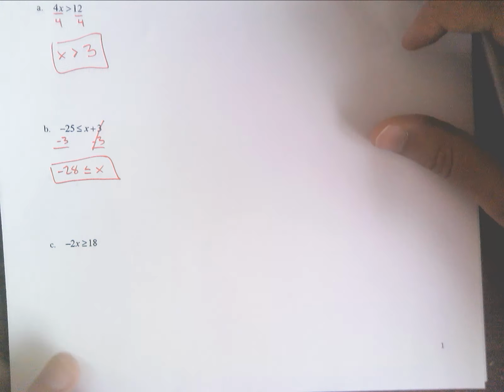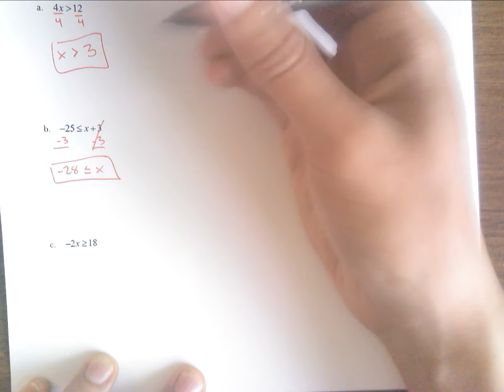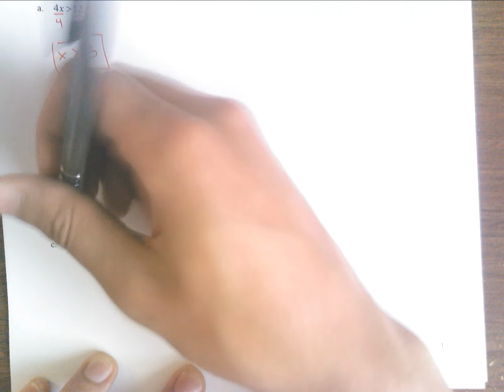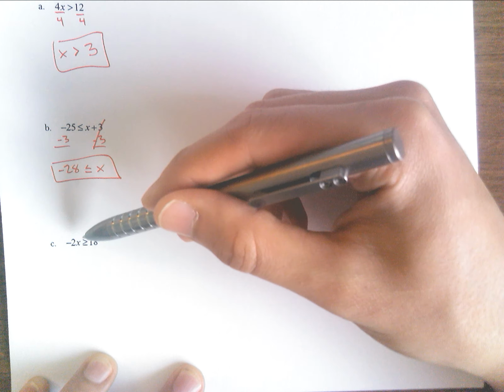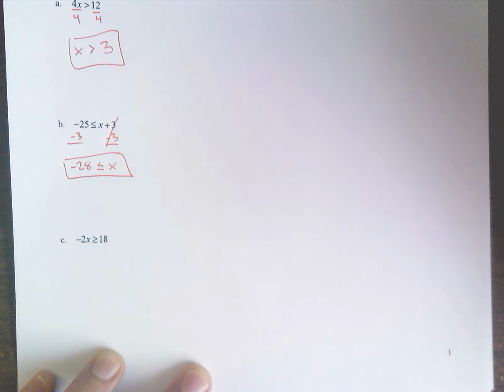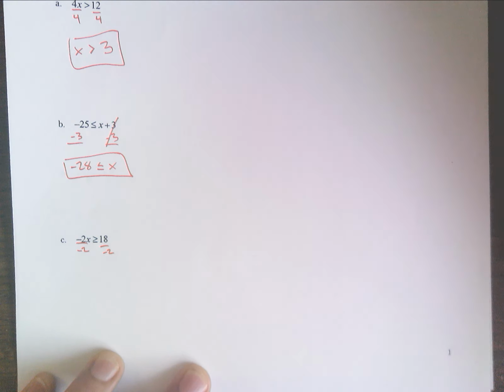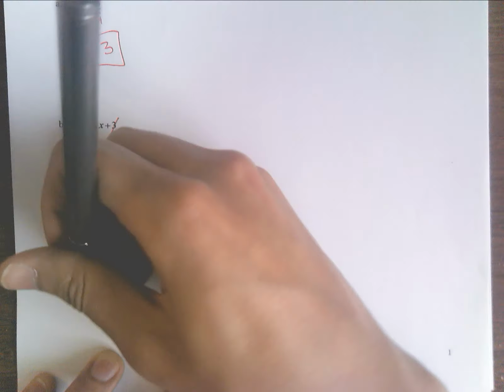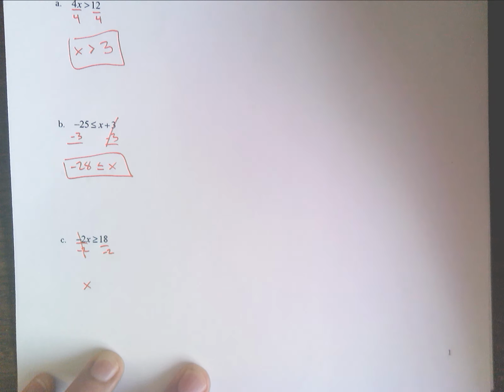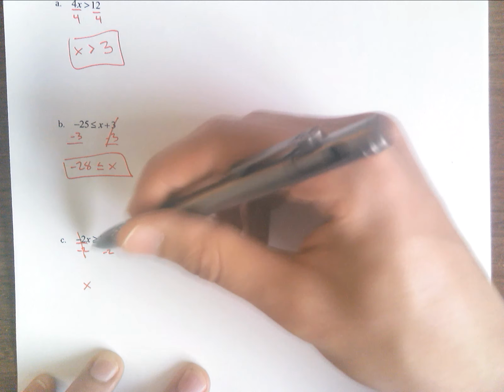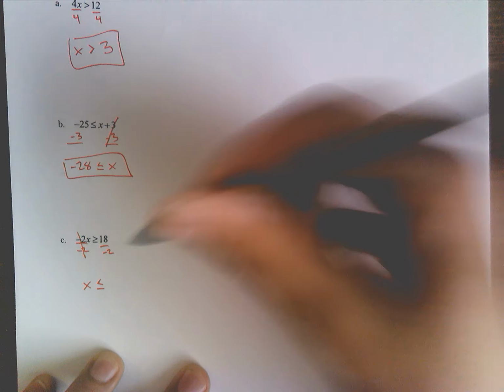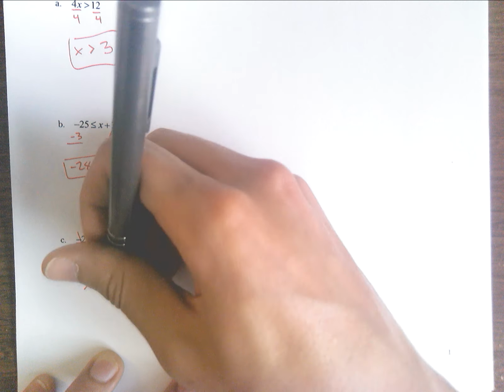Next up, we have negative 2x is greater than or equal to 18. A lot of students might see this and add 2, but notice that we have negative 2 times x. So in order to get rid of that times x, we have to divide by negative 2. Because we're dividing by a negative, we have to flip the inequality. Instead of greater than or equal to, this is now less than or equal to. And 18 divided by negative 2 gives us negative 9.